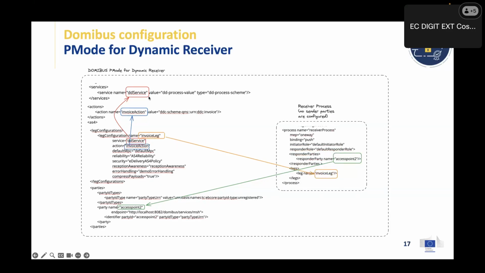Here's a similar configuration for Domibus which acts as a dynamic receiver. We have the same service, same action and leg configuration, but here I have my receiver access point, which is access point 2. And in the process configuration, we only have responder parties. So we don't have initiator parties, which means that this access point will receive messages from any sender which is trusted by this access point. And we'll see later on what that means.